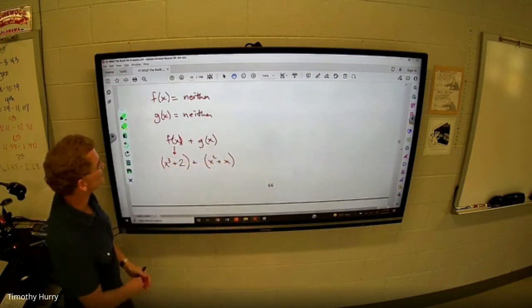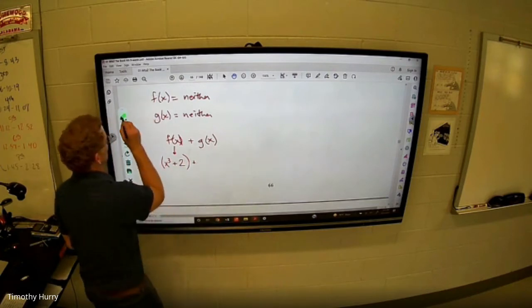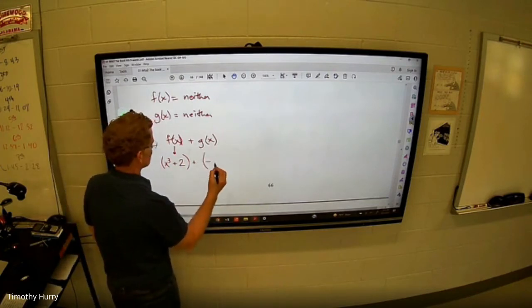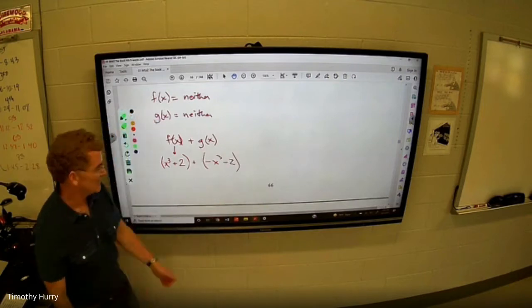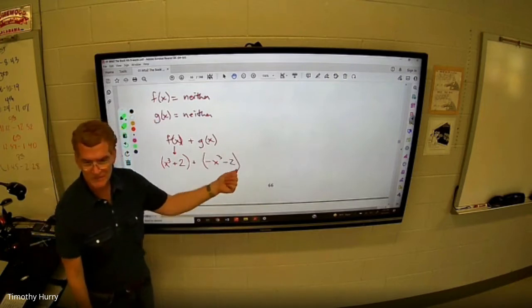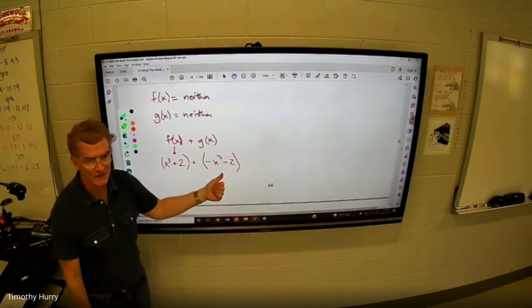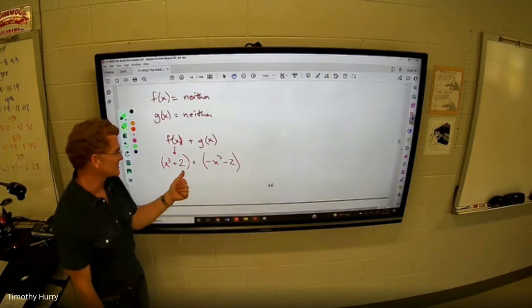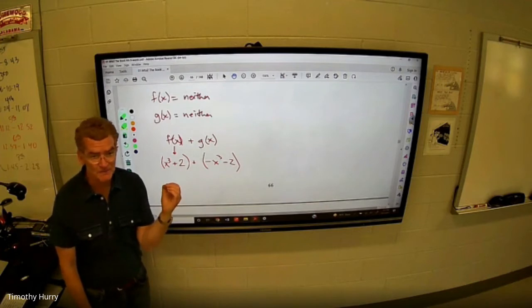But now what if this was the case? What if G was this? Is that still a neither? It's not? X cubed, no, this part I'm pointing at. That's still a neither, right? So what happens now when you take a neither added to a neither? You get nothing.